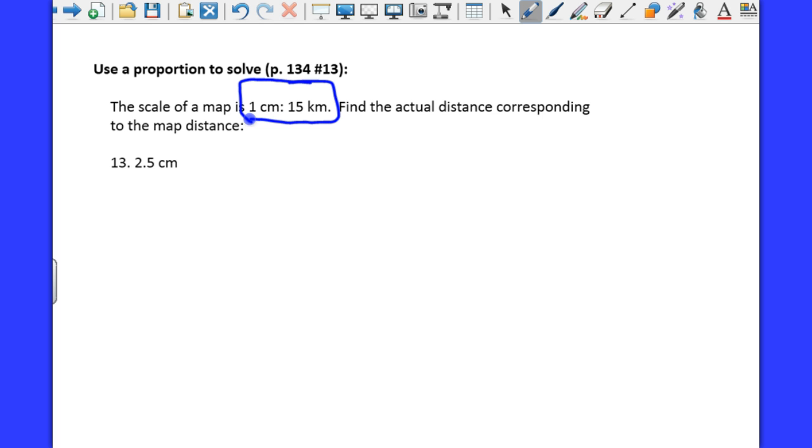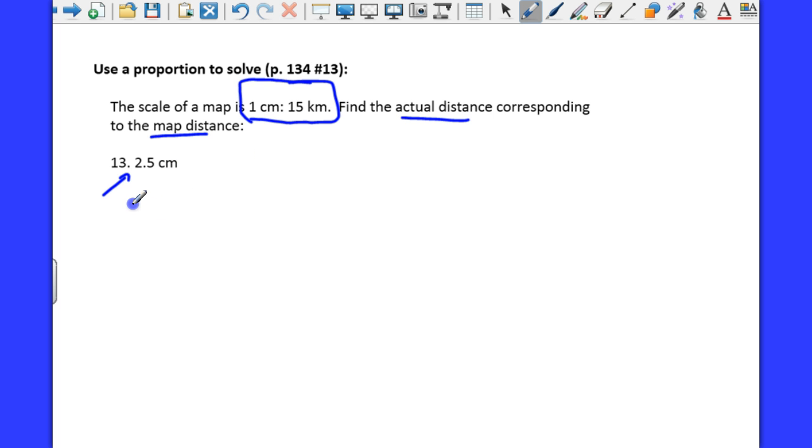Okay, so someone has made a map. For every 15 kilometers they've measured, they've made 1 centimeter on a map. Okay, so it says find the actual distance to this map measure. So on the map, you've measured 2.5 centimeters. Again, I want you to show this as a proportion, please, because I can make the numbers harder, but just show that you understand how the proportion relates to this problem.